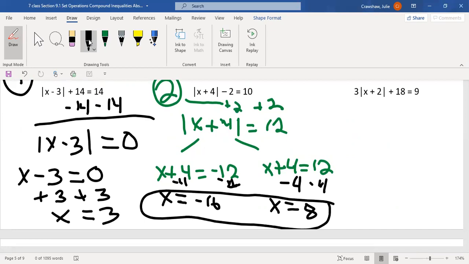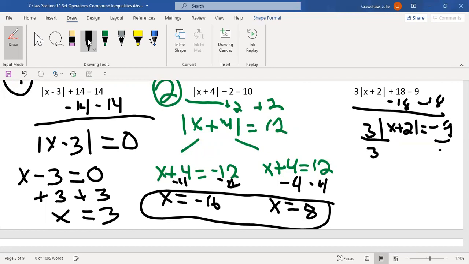Now my last equation, in order to get the absolute value bars by themselves, I'm going to have to subtract my 18. I get 3 absolute value of x plus 2 equals a negative 9. And then I'll go ahead and divide by that 3. The absolute value of x plus 2 equals a negative 3. Because the bars are equal to a negative number, I know that's not possible, so I simply have no solution.